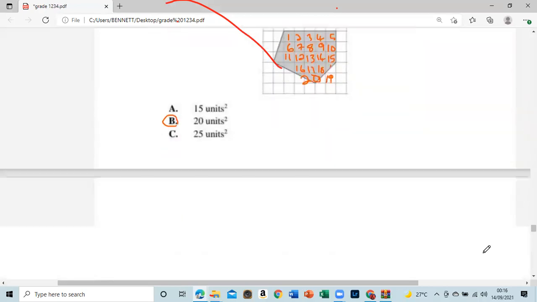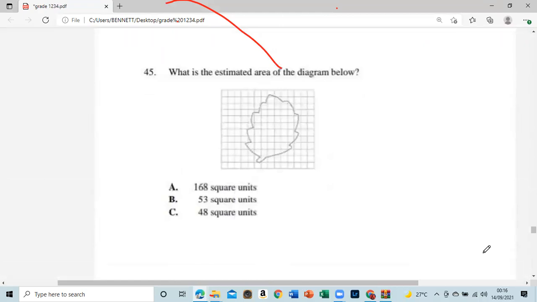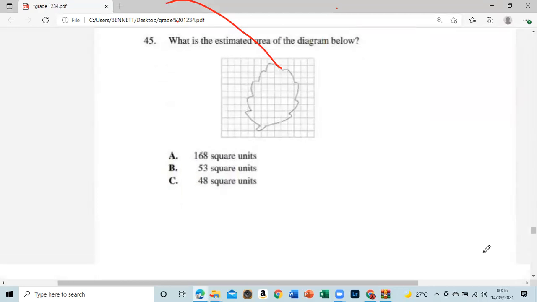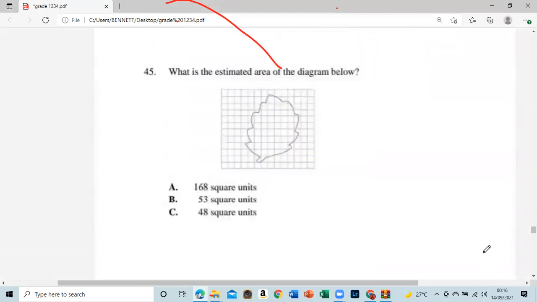Give them something exact, man. Come on. What is the estimated area of the shape? Guys, you leave that in the comment section, all right? That's one extra. Leave that in the comment section.